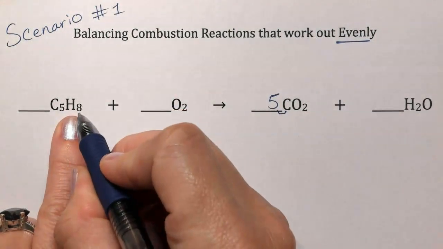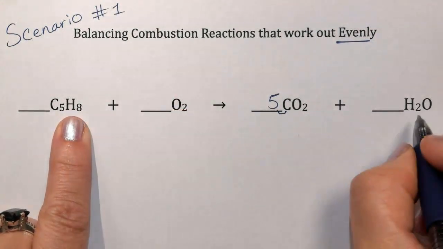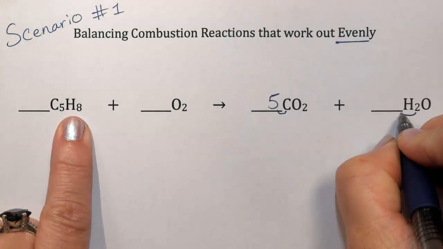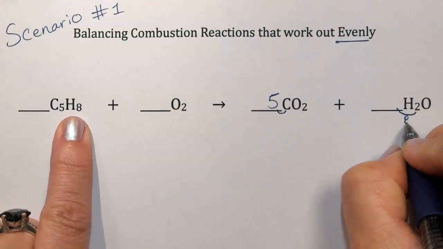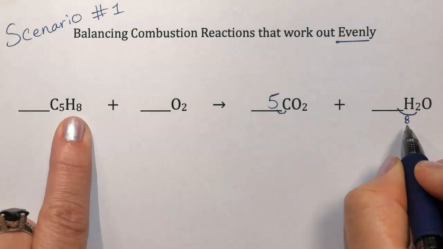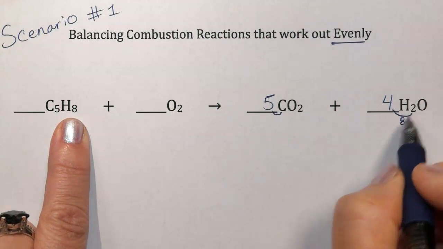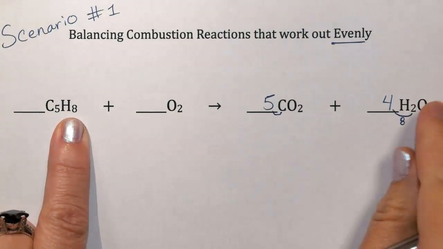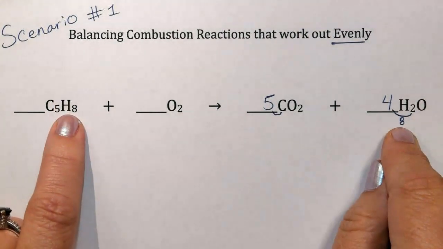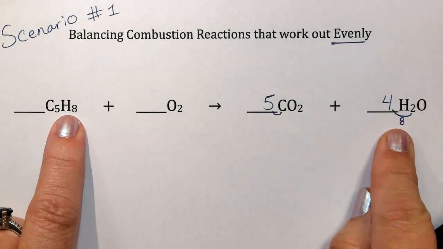Now there are 8 hydrogens on the left side. So over here, 2 times how many will give us 8 hydrogens on the right side of the equation? 2 times 4 is going to equal 8 over here. So that gives me 8 hydrogens on the left and 8 hydrogens on the right.